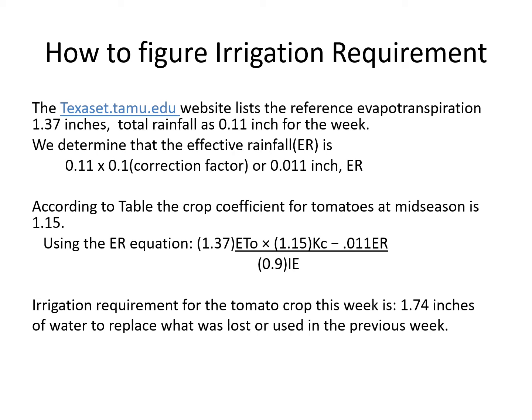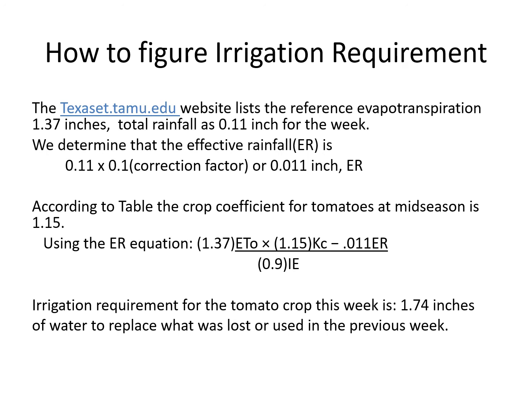So how to figure the irrigation requirement. If you go to this website, texaset.tamu.edu, it lists the reference evapotranspiration of 1.37 inches, and total rainfall as 1.11 inches for the week. So we determined that the effective rainfall is 0.11 times the 0.1 correction factor, or 0.011 inches of effective rainfall. According to the table, the crop coefficient for tomatoes at mid-season is 1.15.